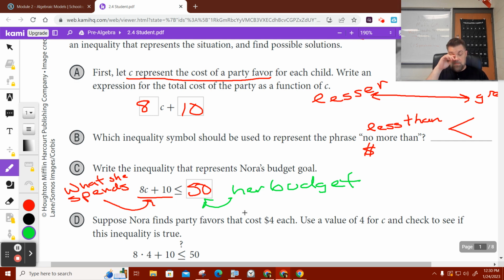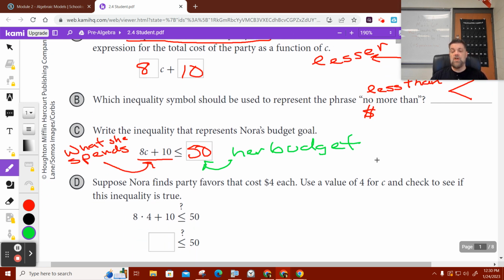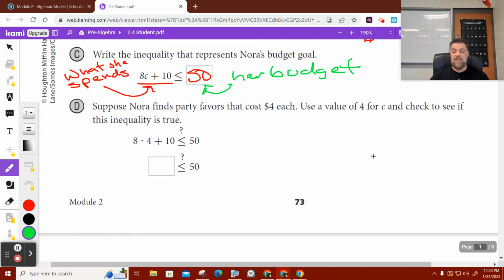Okay. So now that you have the inequality, we solve the inequality just like we do any other equation, except there's one special rule, and we'll talk about that later. Well, they said, why don't we use the value of 4 for C? In other words, if she spends $4 on party favors, would that put her over budget or would it be under budget? So wherever there was a C, they plugged in a 4.